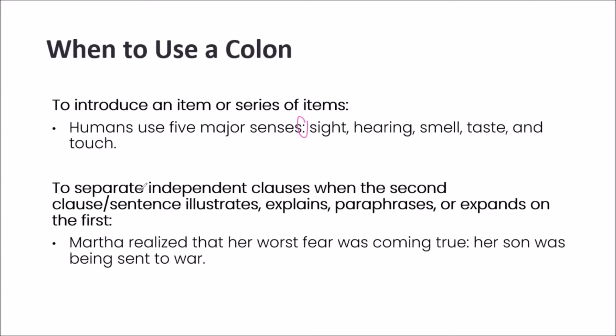We also use a colon to separate independent clauses when the second clause or sentence illustrates, explains, paraphrases, or expands on the first. For example, Martha realized that her worst fear was coming true: her son was being sent to war. So her son was being sent to war expands on the first idea, which is Martha realized that her worst fear was coming true.